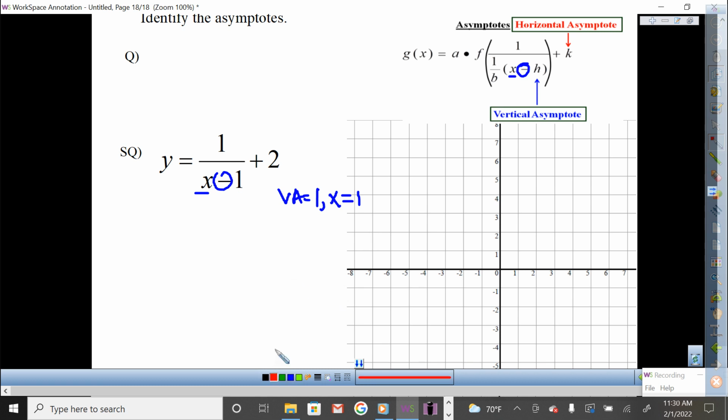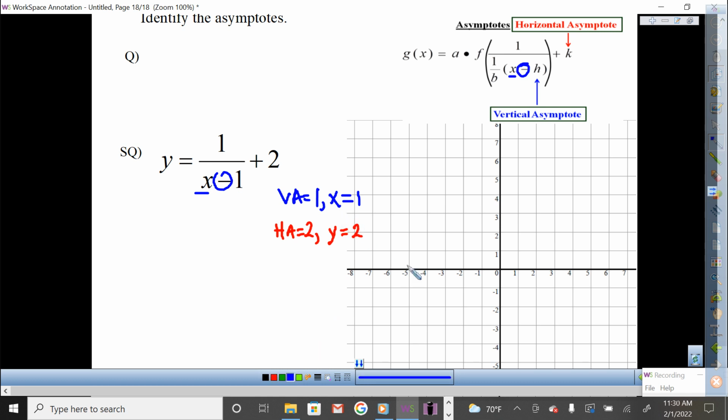So if that's true, our HA, horizontal asymptote, according to this, is the k. So what is our horizontal asymptote? 2. But from now on, we're going to label it y equals 2. Now, you're probably wondering, why do we write it like that, Mr. Q? Because we need to sketch straight lines using those 2 equations, dotted lines, to indicate that our graph cannot get close to those lines.